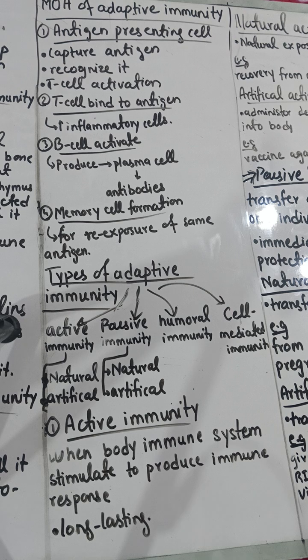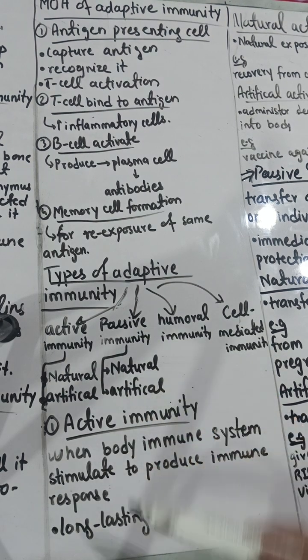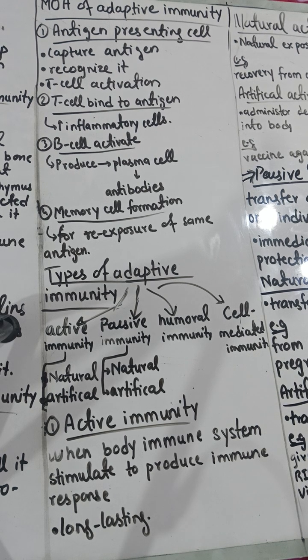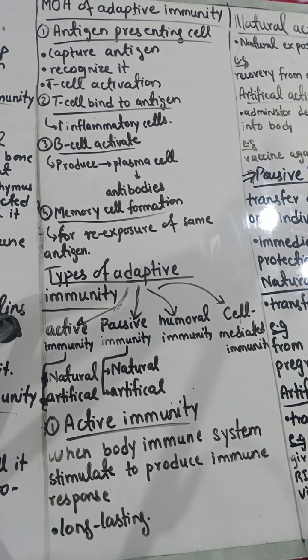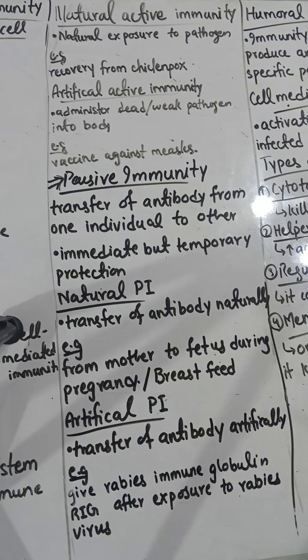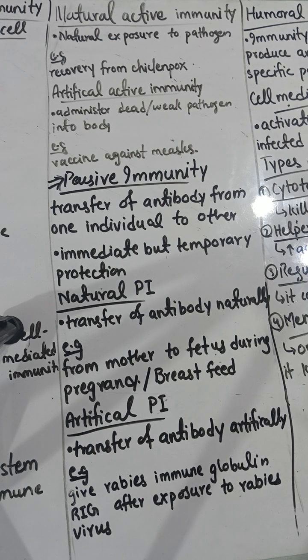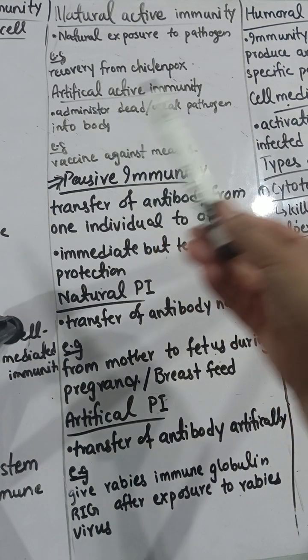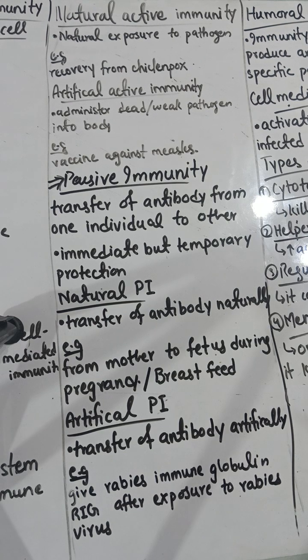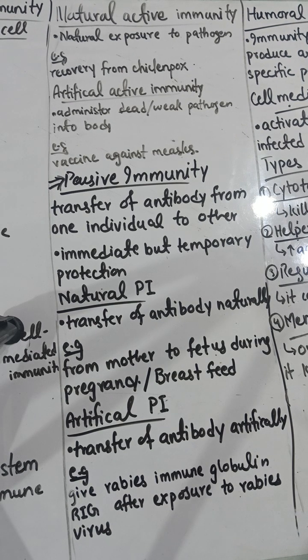Okay, so let's discuss active immunity, which is again divided into natural and artificial, and these are divided into further types. Active immunity is when the body's immune system is stimulated to produce the immune response. When any kind of antigen enters, the immune system is stimulated, and it is long lasting. Let's discuss the natural active immunity type. Natural active immunity means you are naturally exposed to a pathogen, like recovery from chicken pox. The chicken pox virus will enter your body and you will be infected by it.